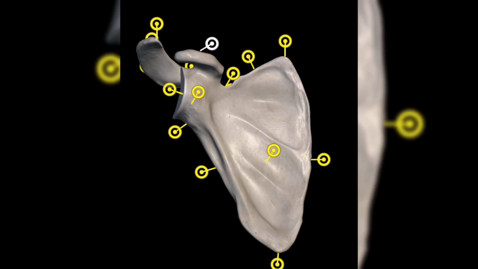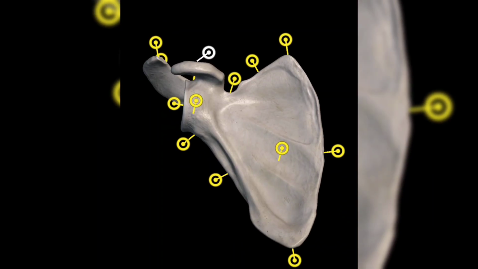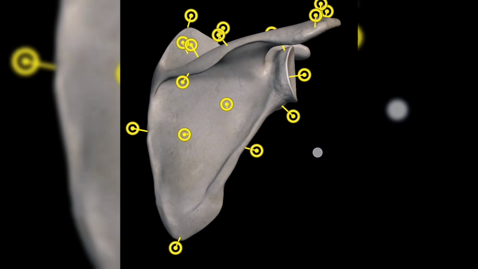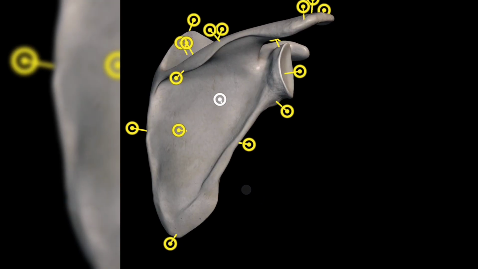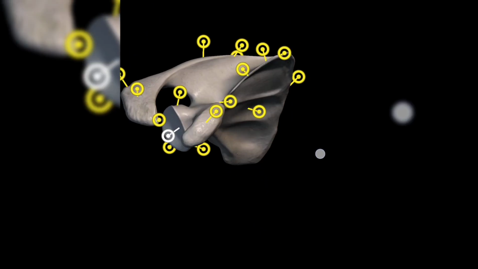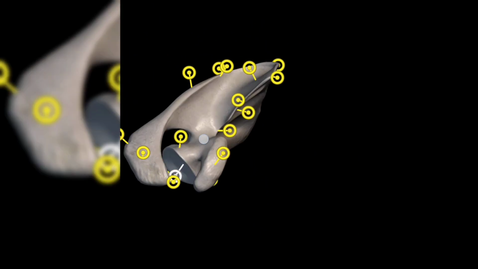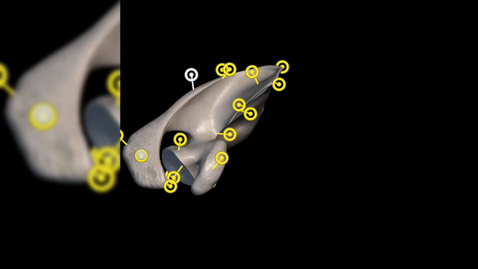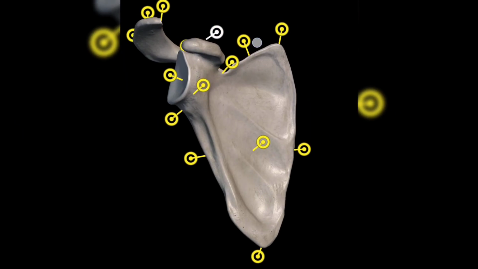Let's have a quick recap. So the scapula has two surfaces: costal surface and dorsal surface. Three borders: superior border, medial border, and lateral border. Three angles: superior angle, inferior angle, and lateral angle. Three processes: spinous process, acromion process, coracoid process.